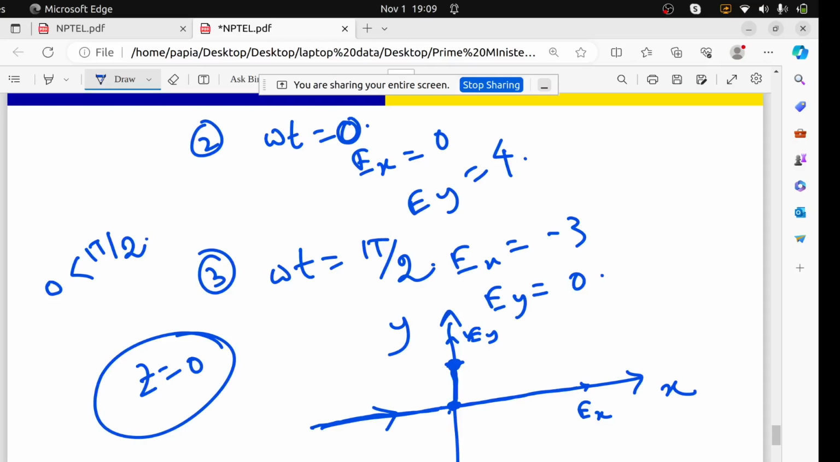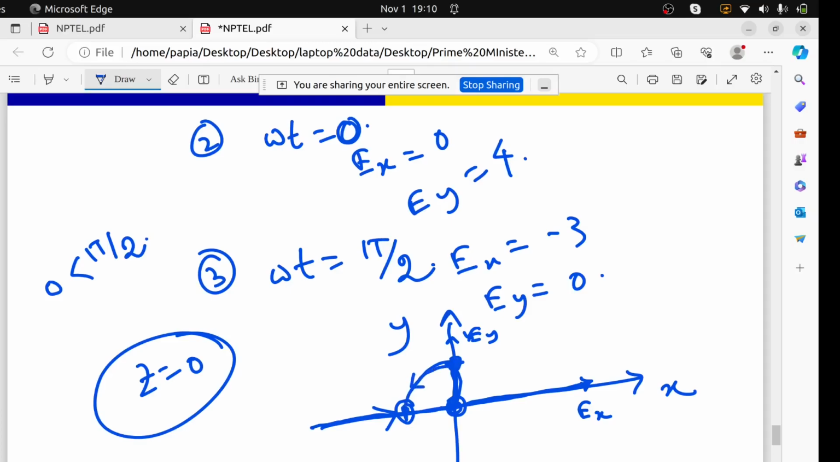So first of all we talked about the omega T equals 0 condition. At that condition we are getting the wave as Ex here and Ey here. Now at omega T equals pi by 2, what is the position of that Ex and Ey? Ex is at -3, in the positive x direction. So Ex right now will be here, let's say -3, and Ey will be 0. Ey was here before, but right now it is here.